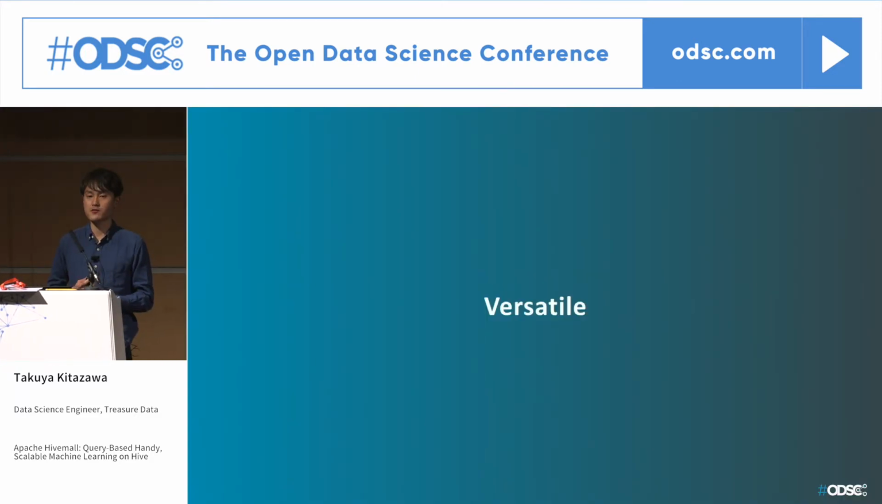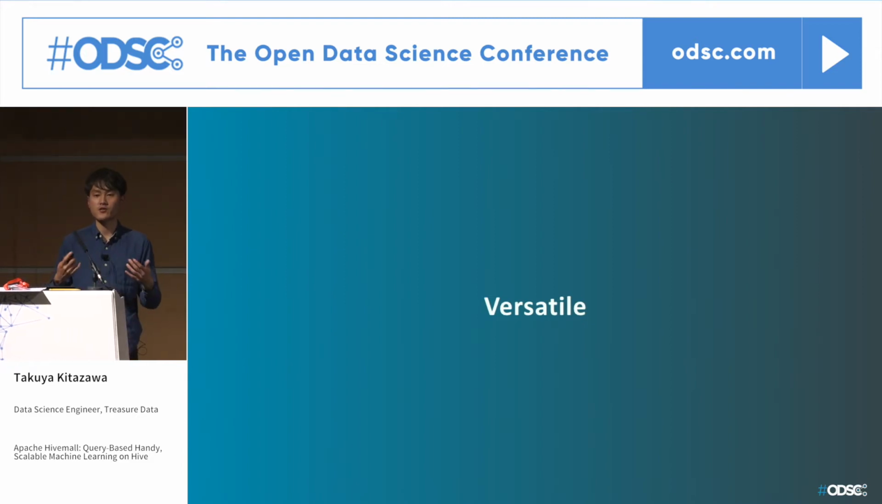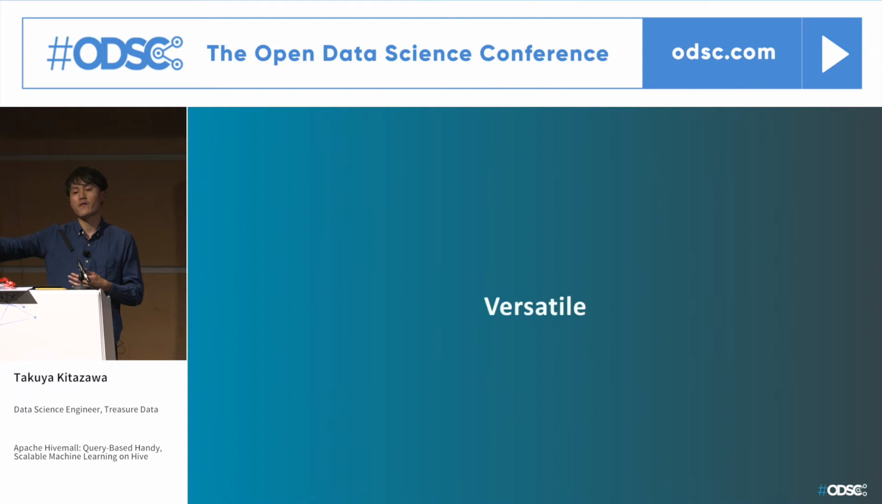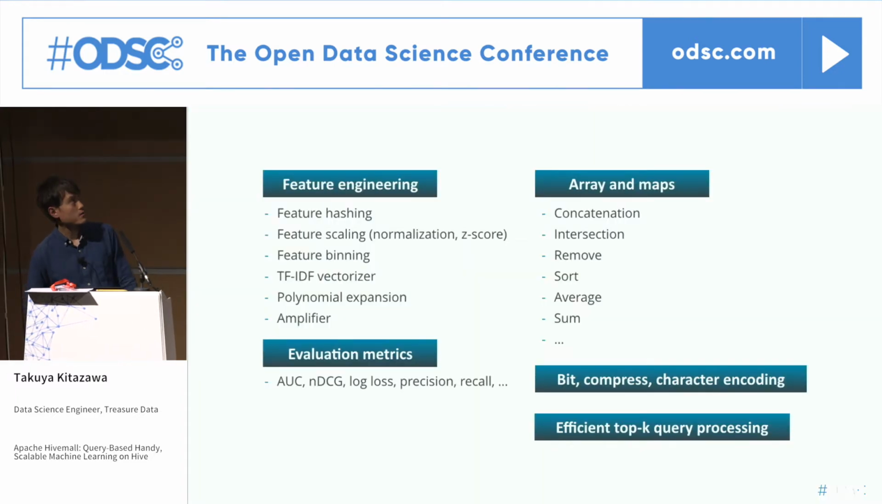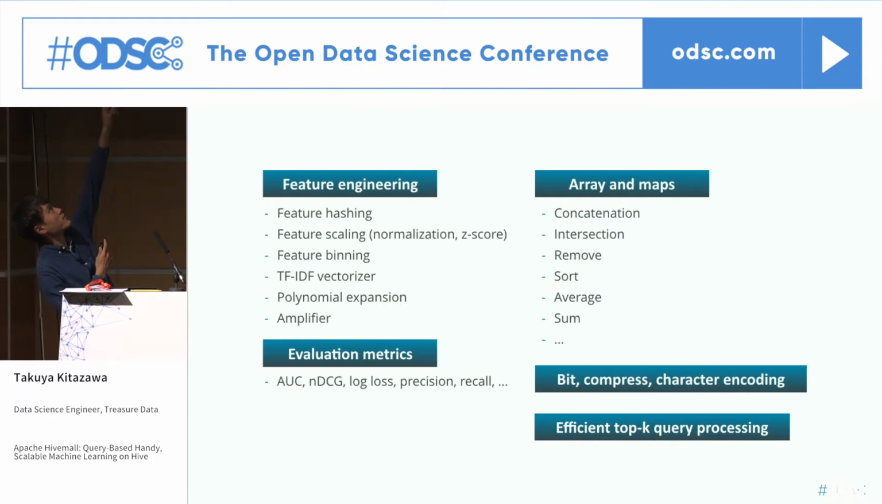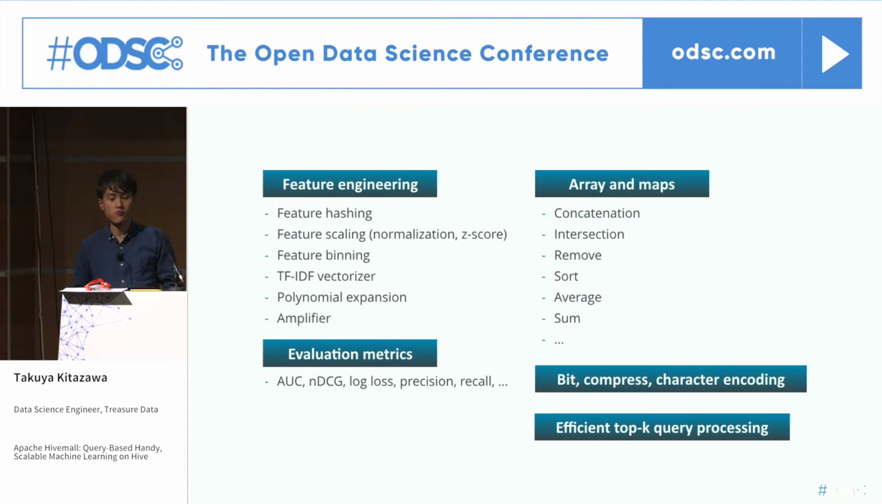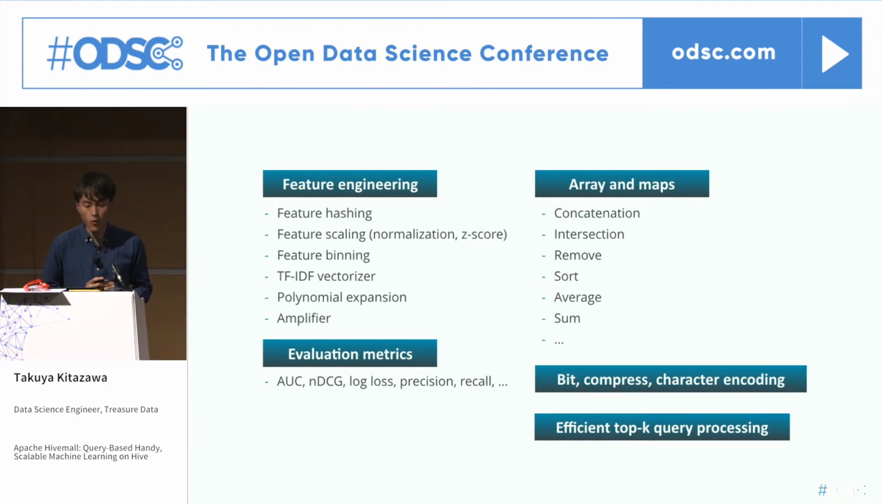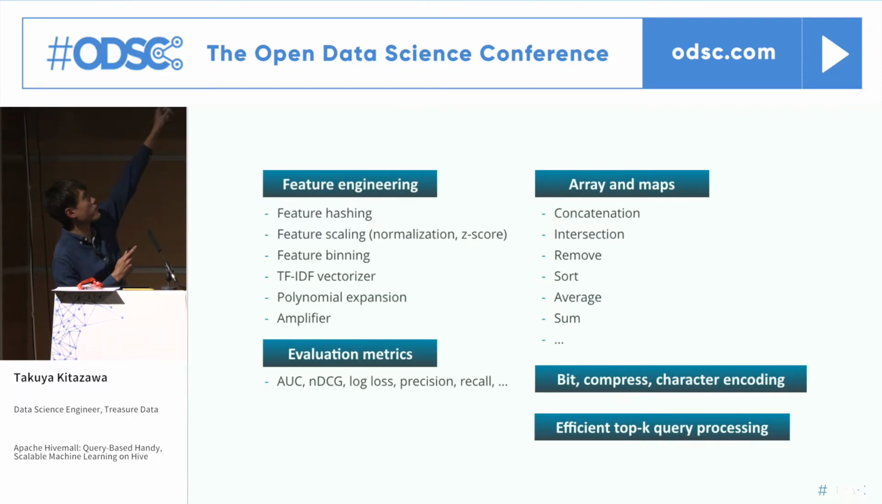So another characteristic here is that it's versatile. Like I explained before, you can use Hivemall for more than machine learning stuff. You can do feature engineering or evaluation by using Hivemall. So there are some options. For feature engineering, Hivemall can do feature hashing, scaling, binning, or TF-IDF vectorizer, something like that. For evaluation metrics, Hivemall supports many metrics, including AUC, NDCG, log loss, precision, recall.